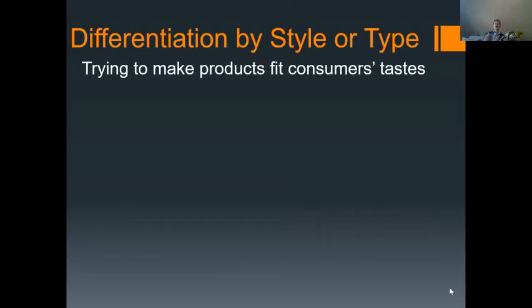So now we're going to get into just how they do this. What are the ways in which they try to differentiate their products? Well, first of all, they try to differentiate by style or type. So they try to make it fit consumers' tastes. I think this makes sense. They try to make it more trendy. They try to make it go with what's happening at the moment. They might change up their branding a little bit to try to make it more current. Or if they're trying to go with the idea that they are a classic, they might go to a retro look. It's all about just trying to make sure that their products fit what consumers want at the moment.